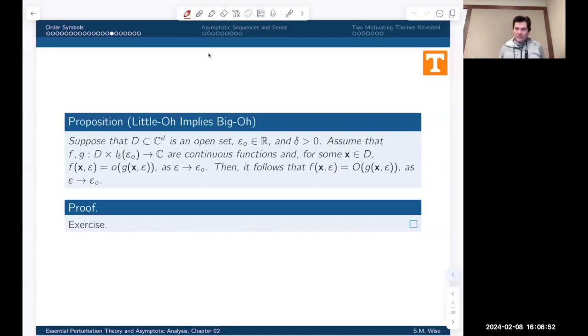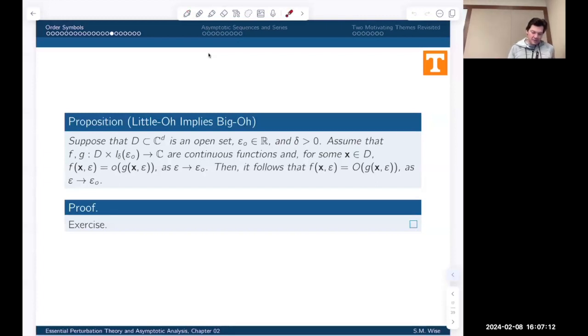Last time we ended about in this area. I'm pretty sure that I covered the statement of this result. It claims that little o implies big O, and the proof is left to you. But here's the complete statement.